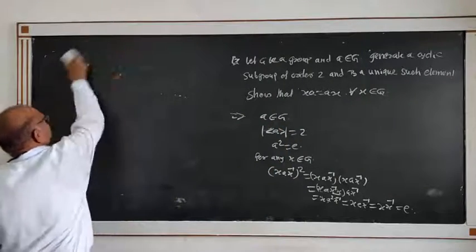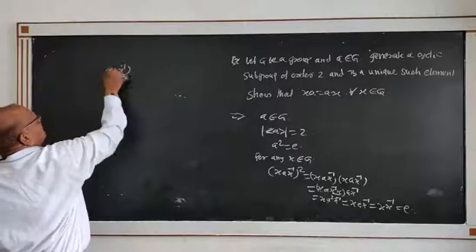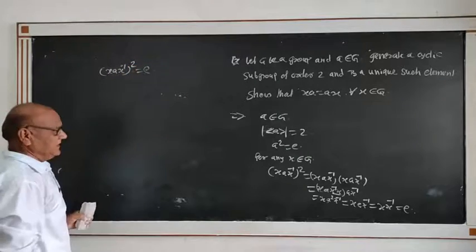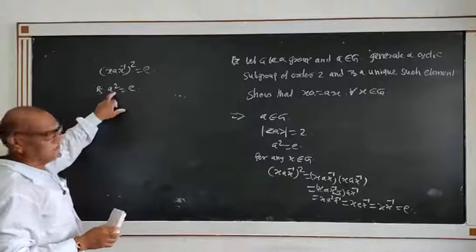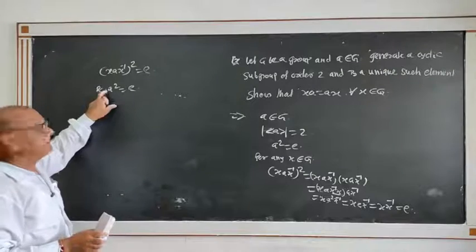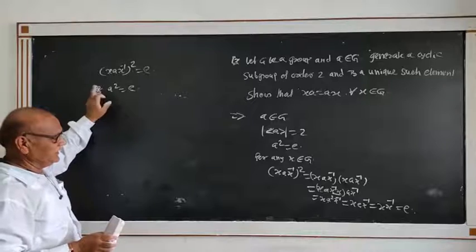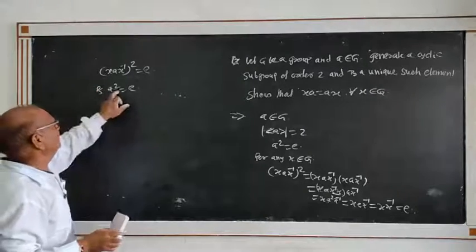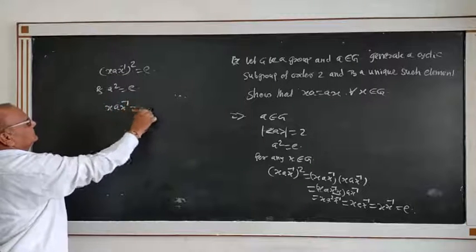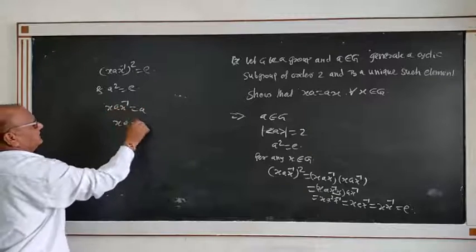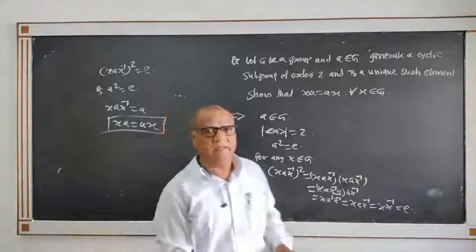Here X A X inverse whole squared is equal to identity and A square is equal to identity, and such an element of order 2 is unique. That means there is only one element of order 2 in G. Therefore X A X inverse is equal to A. This gives XA is equal to AX. Complete. Okay? We will stop here.